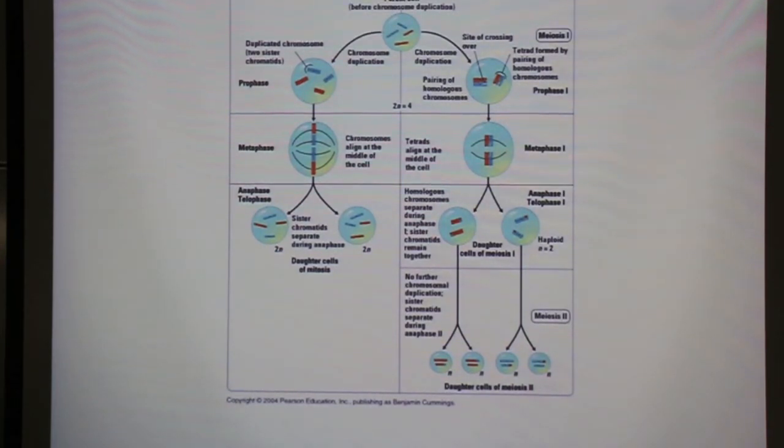So the main goal at the end of meiosis is basically this. You start with a diploid cell, you copy everything in that diploid cell, and then you divide it once, and then you divide it twice, and you end up with, at the end, 4 cells, and each of those is a haploid cell.